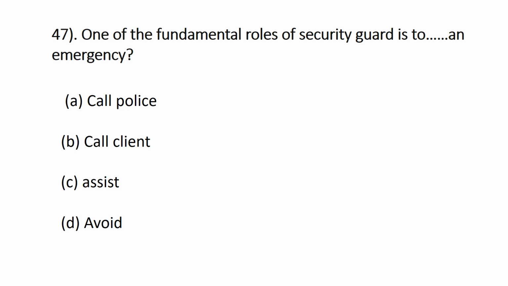Question number 47. One of the fundamental roles of a security guard is to an emergency. A. Call police, B. Call client, C. Assist, and D. Avoid. Okay, the correct answer is assist. The fundamental role of the security guard is to assist in an emergency. You have to assist or help the people if there is an emergency. It is one type of security guard duty. So C is the correct answer.